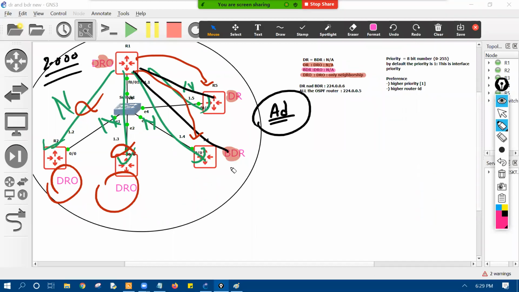Excuse me, sir, what is the use of neighborship if they can't exchange routes? In adjacency only they can exchange the route information, right, sir? Right. Only. What is the use of neighborship, sir?